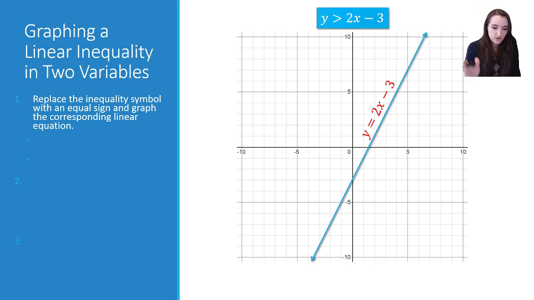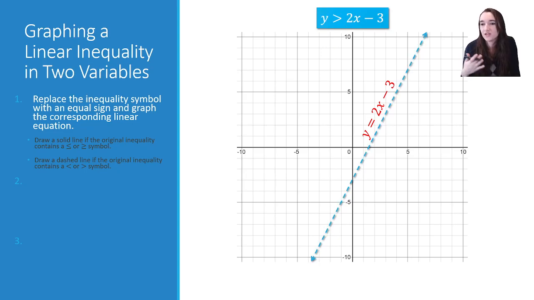So here's this line. Now, make a note. We will draw a solid line if the original inequality contains the "or equal to" part, so the less than or equal to or the greater than or equal to symbol. We will instead use a dashed line if the original inequality was just less than or just greater than. In this case, the original inequality was y is greater than, not or equal to, so we will be using a dashed line for this problem.